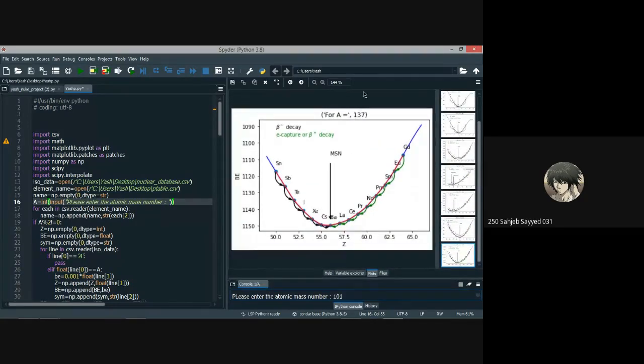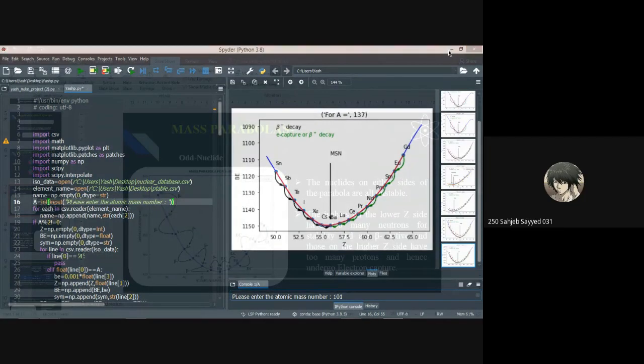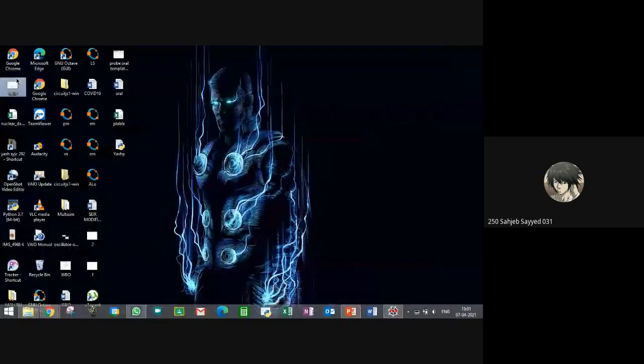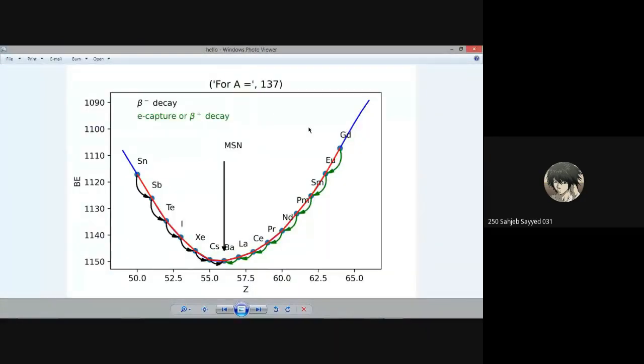Let's open the mass parabola which we have saved. So this is the mass parabola that we have just got for atomic mass number equal to 137. From this mass parabola, we can see that the minimum point gives us the most stable nuclide, which in this case is barium.